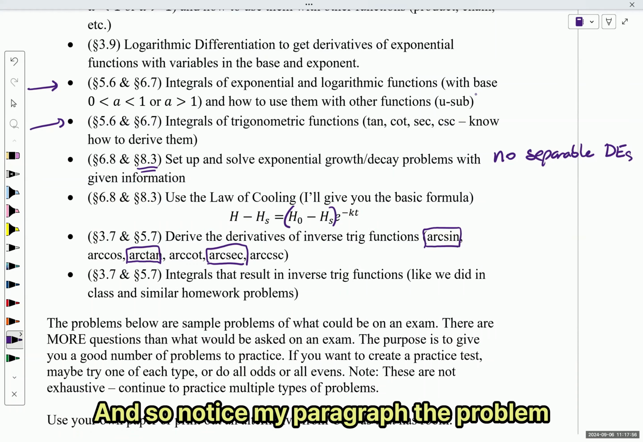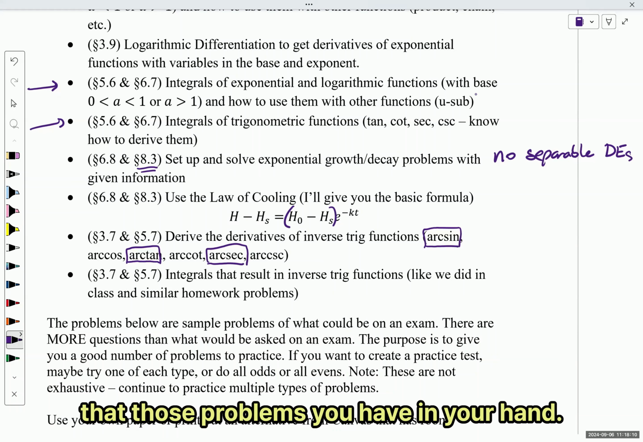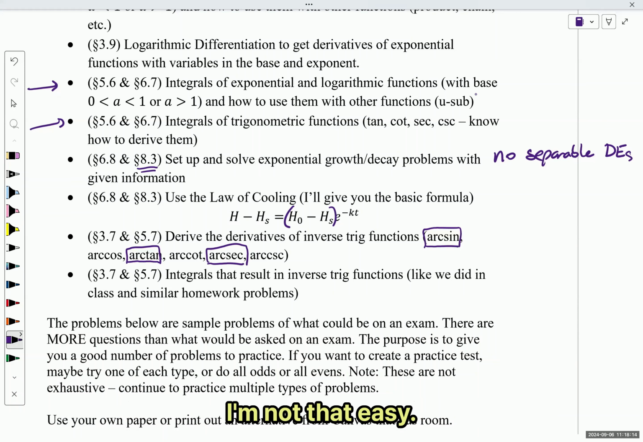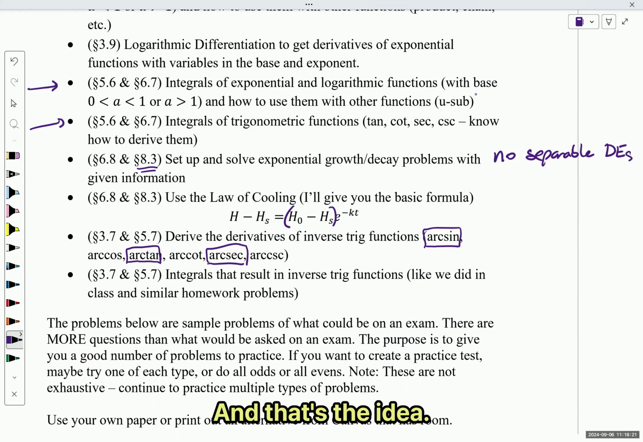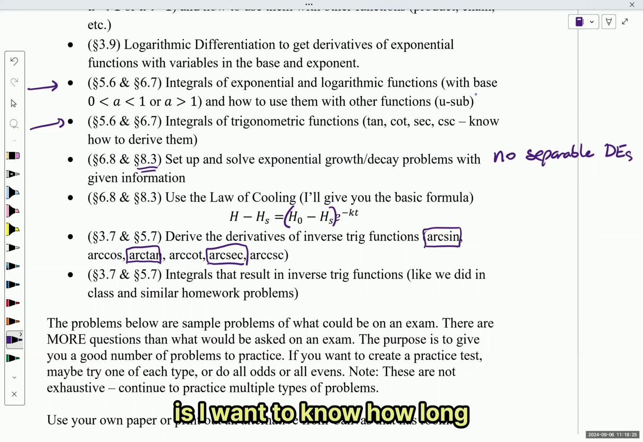And so notice my paragraph, the problems below are sample problems of what could be on an exam. So if I made an exam, I would pick problems like these. That does not mean that those problems you have in your hand, all I'm going to do is change the numbers to make my exam. I'm not that easy. So they just give you a good smattering of practice. And that's the idea. I want to know what you know. That's all a test is. I want to know how far you've gotten.